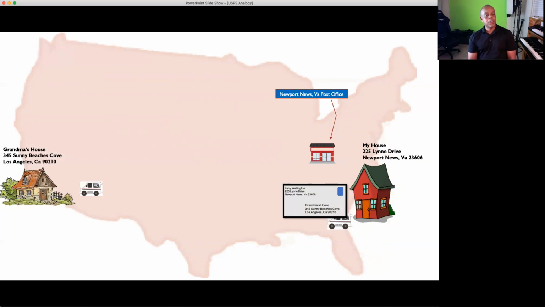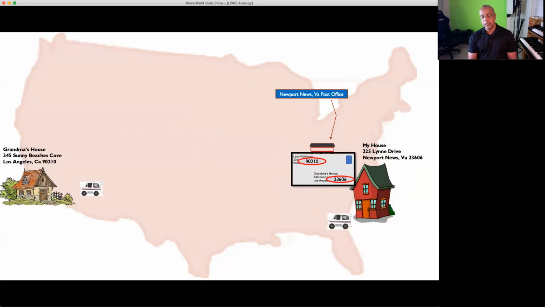Yes, she went to 345 Sunny Beaches Cove, Los Angeles, California, 90210. But I still love my grandmother, so I still want to mail her a letter. But what has to happen now? Because now she is no longer in my local area. She has left my local area. So now when I send this letter to the post office, it does the same thing that it always does.